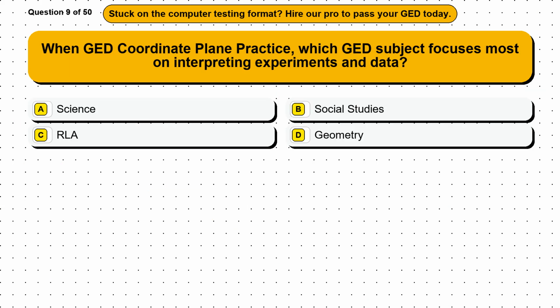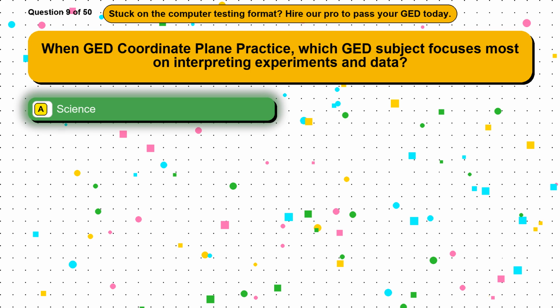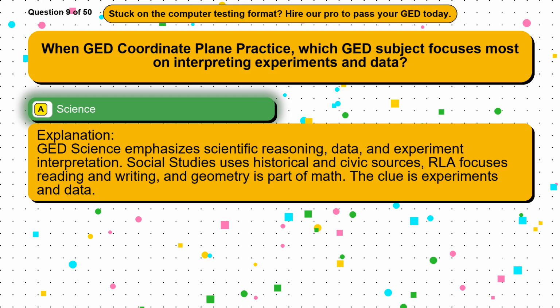Question 9. When GED Coordinate Plane Practice, which GED subject focuses most on interpreting experiments and data? Option A, Science. Option B, Social Studies. Option C, RLA. Option D, Geometry. The correct answer is option A, Science. GED Science emphasizes scientific reasoning, data, and experiment interpretation. Social Studies uses historical and civic sources, RLA focuses on reading and writing, and Geometry is part of math. The clue is experiments and data.